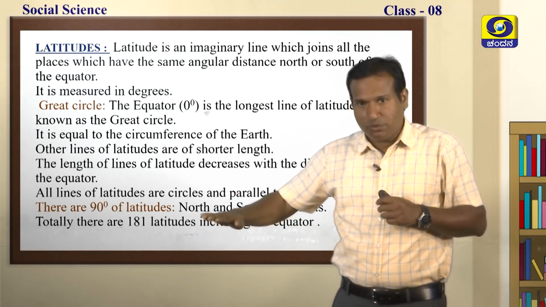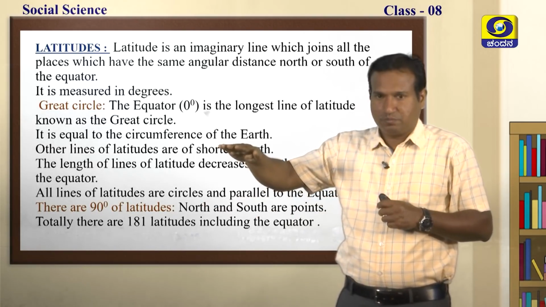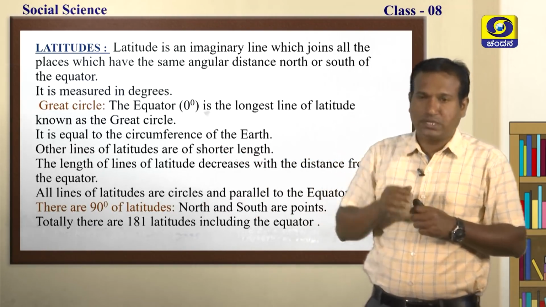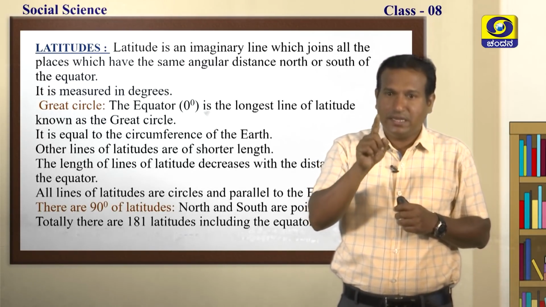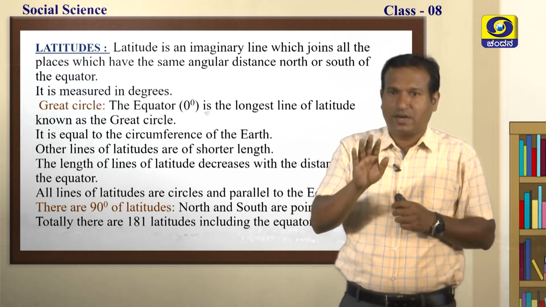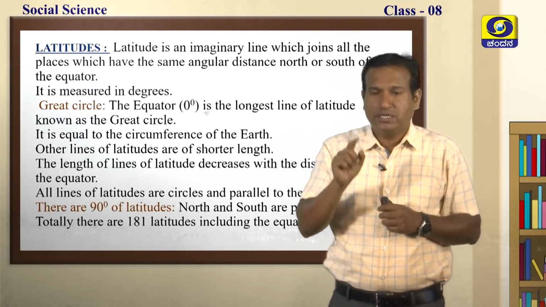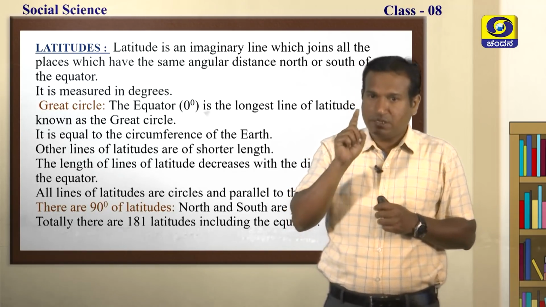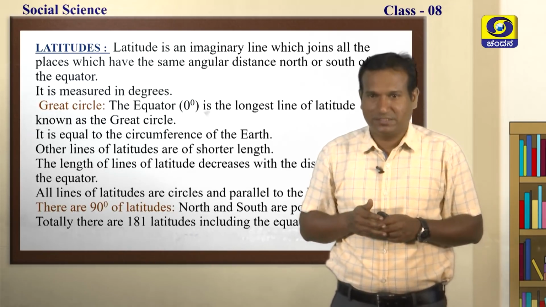So, did you understand what we mean by latitude? Latitude means the horizontal line. Totally how many latitudes are there? If you include the equator, 181 latitudes. If you exclude the equator, there are 180. But if you ask how many latitudes, we are supposed to say 181 latitudes are there, including the equator.